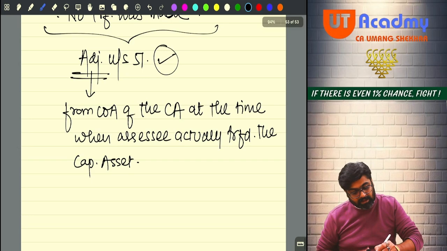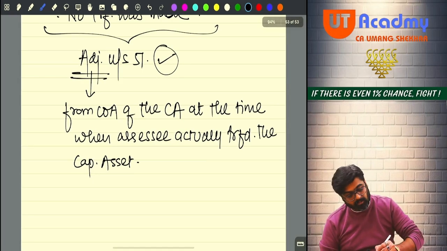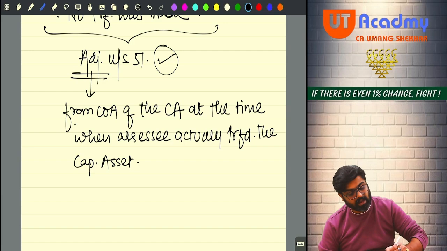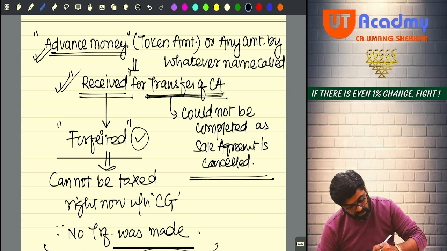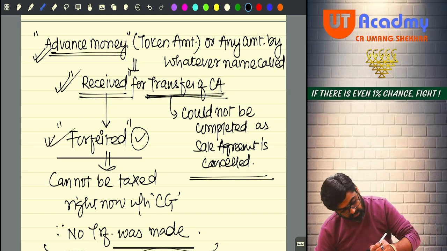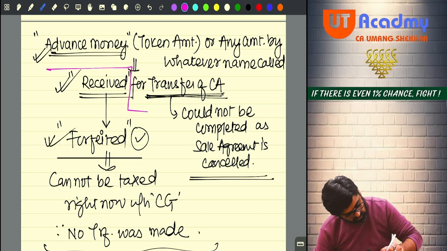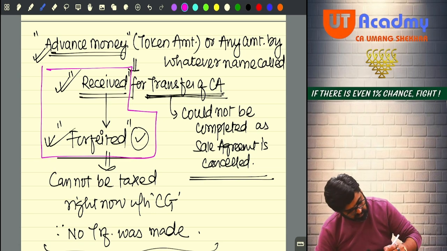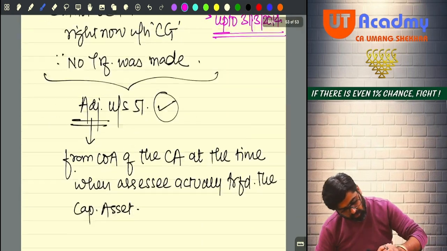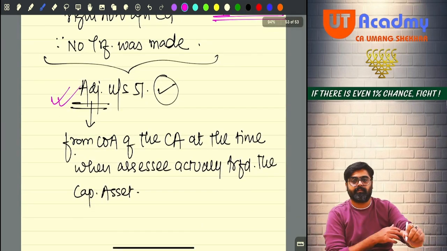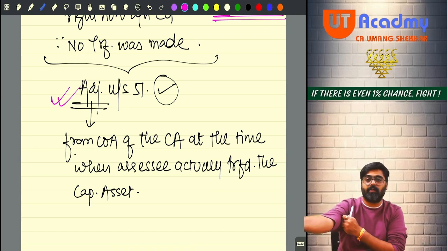Till 2014, meaning that the adjustment under section 51 is to be done from the cost of acquisition of the capital asset at the time when the assessee actually transferred the capital asset. It was if advance money was received and forfeited. Received and forfeited up to 31st March 2014 will only be adjusted under section 51 from the cost of acquisition of the capital asset.